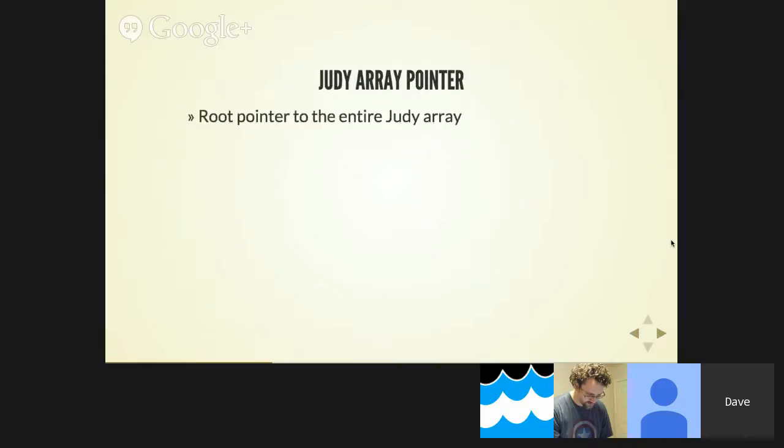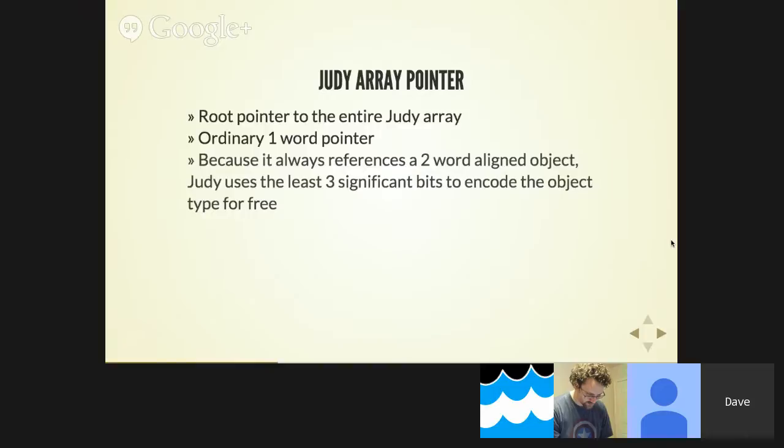The array pointer is basically just the root pointer to the entire Judy array, just like a typical one-word pointer that you'd have in C. One thing that Judy does, though, is because it always references 2-word aligned objects, it can use the least significant 3 bits, because they're always going to be 0, to encode the object type for free. So even with this simple pointer, Judy can store up to 3 bits, and sometimes 4 bits, of information.